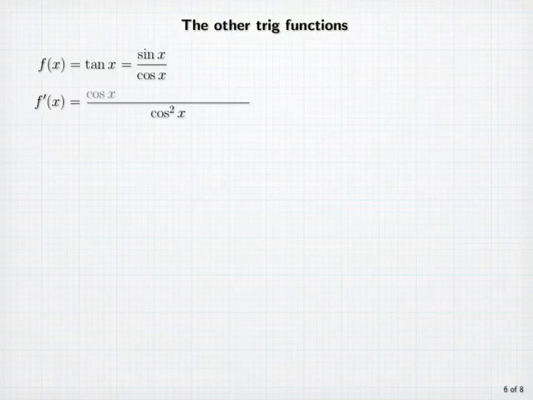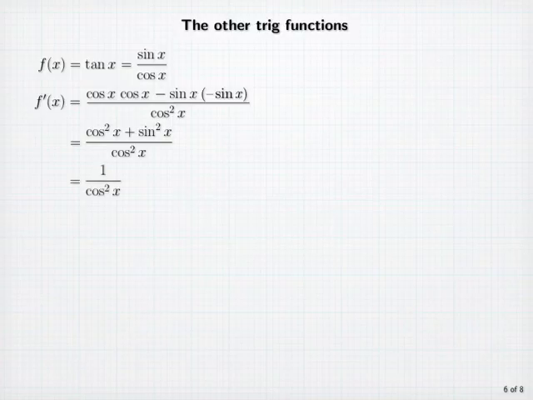The numerator will be the derivative of sine x, or cosine x, times cosine x, minus the numerator sine x times the derivative of the denominator cosine x, which is negative sine x. We simplify the numerator and get cosine squared x plus sine squared x, which is 1. And so we have 1 over cosine squared x, or secant squared x.